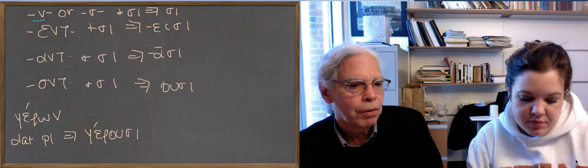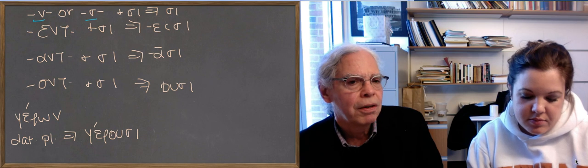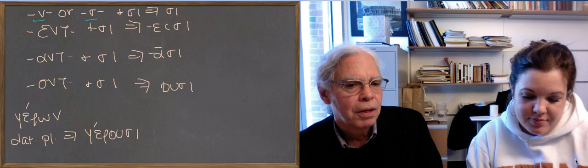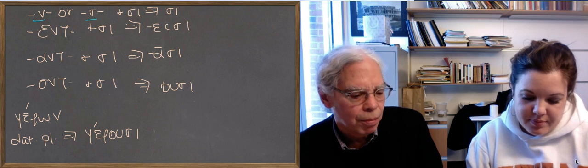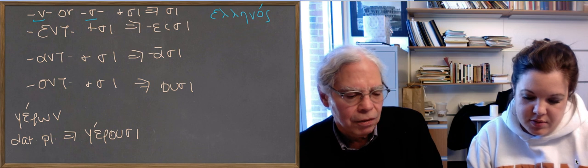So for example, we're going to learn the word for Greek, Hellen, which means a Greek person. The genitive, you can write it up there, is Hellenos, with an acute accent.